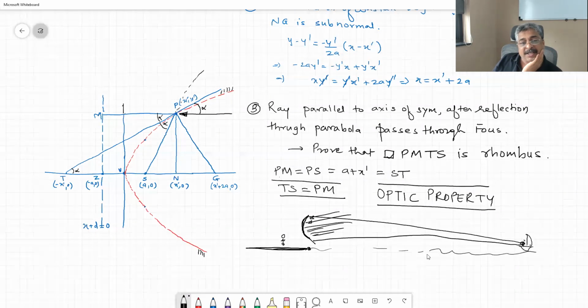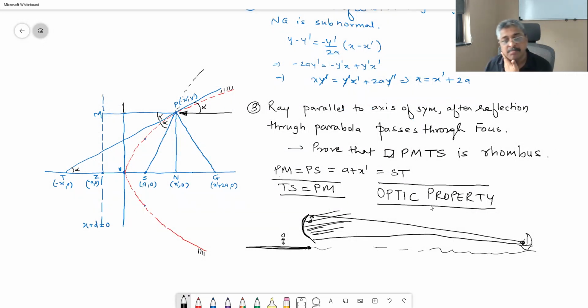But the idea is this property, parabolic mirror, optic property. Okay. Next property.